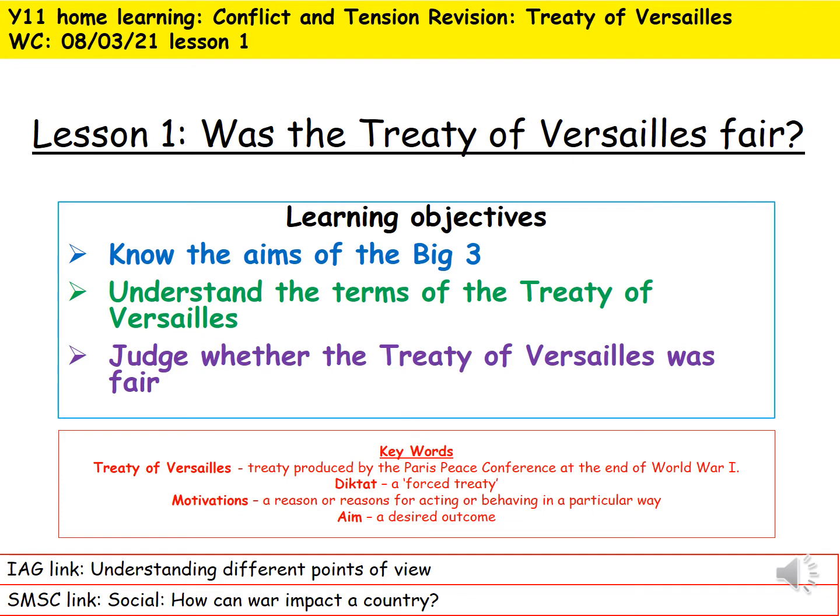We've made it. So today's lesson, we're changing everything and we're having a bit of revision of conflict and tension. So we're going to be looking at the Treaty of Versailles, nice and easy. So we're looking at whether the treaty was actually fair.